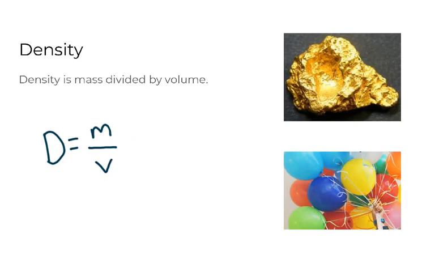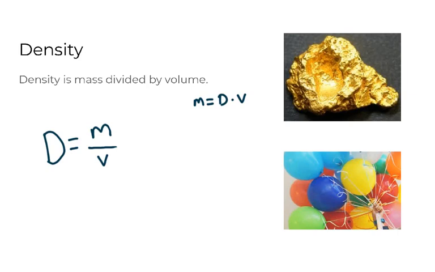It's often important to rearrange the density equation so that you're solving for mass or volume. If we want to solve for mass, then we would multiply both sides by volume. Volume would cross out on the right side of the equation because it's in the numerator and the denominator. And the equation becomes mass equals density times volume.